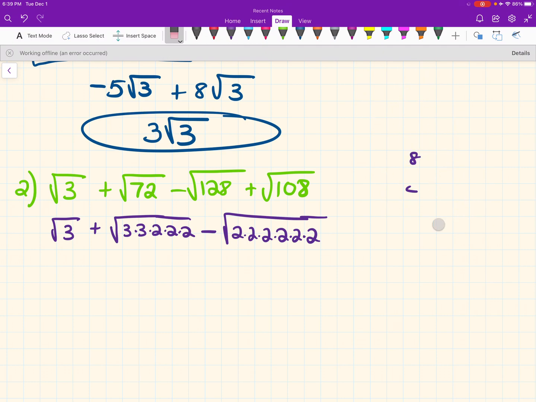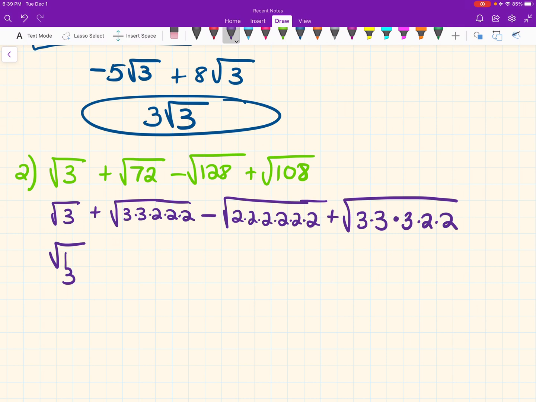And let's see if I can do 108 really quickly. 108 is going to be 12 times 9, so that's 3 times 3 is 9, and then 12 is 3 times 2 times 2. All right, now let's do some jailbreaking. Well, the square root of 3, nothing happens, so that just stays.